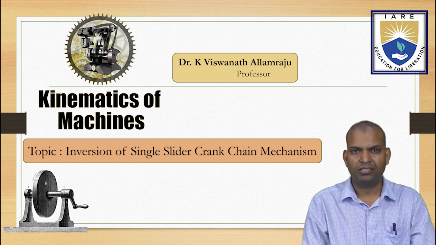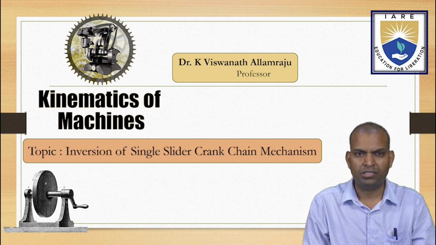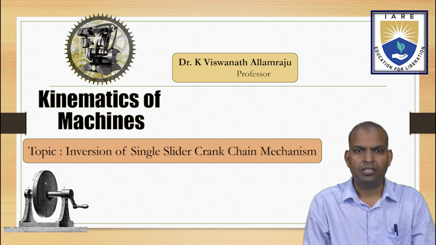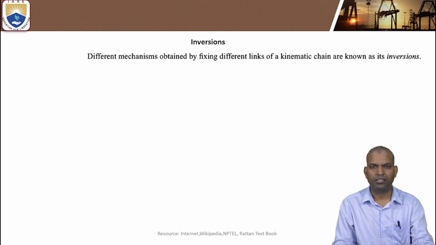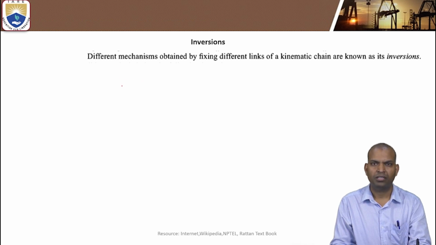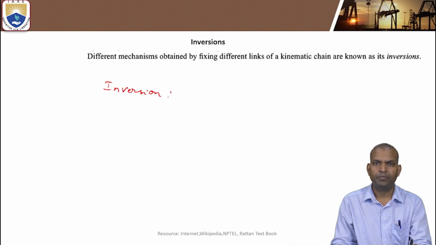Today we are going to study the concept of inversions and inversions of slider crank chain mechanism. So what is inversion? Inversion means obtaining different mechanisms by fixing different links of a kinematic chain. Once again, what is inversion? Different mechanisms obtained by fixing different links of a kinematic chain are known as inversions.